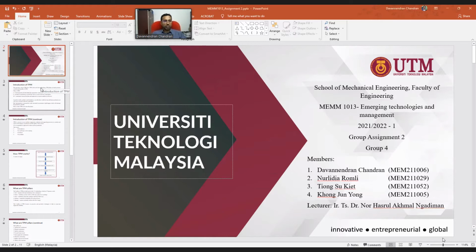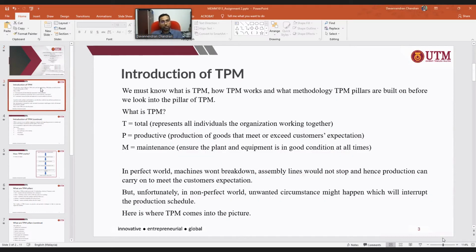This presentation is about the pillars of TPM. But before we look into the pillars of TPM, we must first know what TPM is, how TPM works, and from what methodology the TPM pillars are built on. Okay, what is TPM? TPM stands for Total Productive Maintenance.